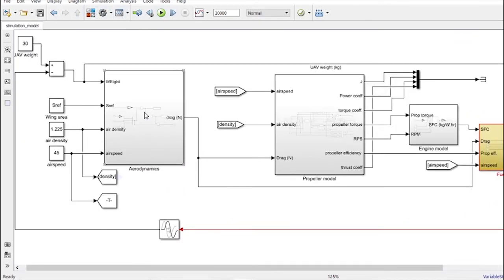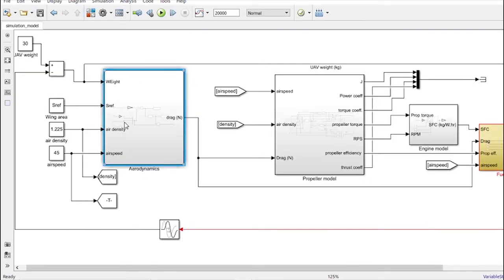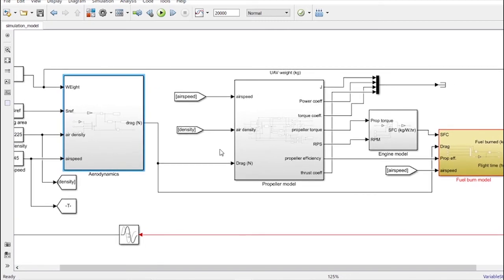So I have neatly packed all of these subcomponents within a subsystem, and I call this the aerodynamic block. Once I have the drag that's produced by the UAV in the cruise flight condition, next I need to compute the propeller torque and the RPM. So that leads us to the propeller model.